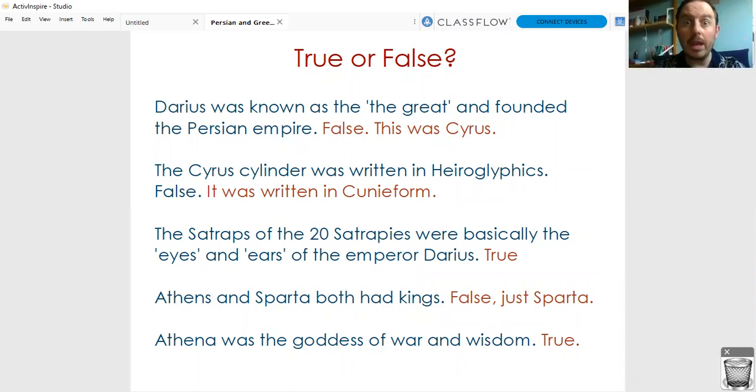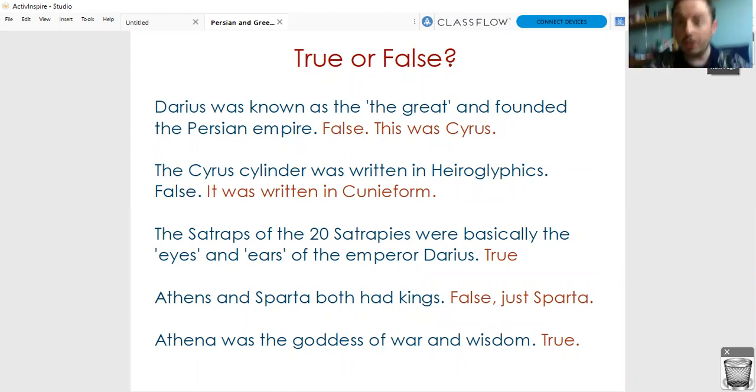It was written in cuneiform. Cuneiform, great word. And cuneiform was kind of made with a stylus or a stick pressed into wet clay. And cuneiform, I enjoy saying it, cuneiform was the first written language ever discovered.